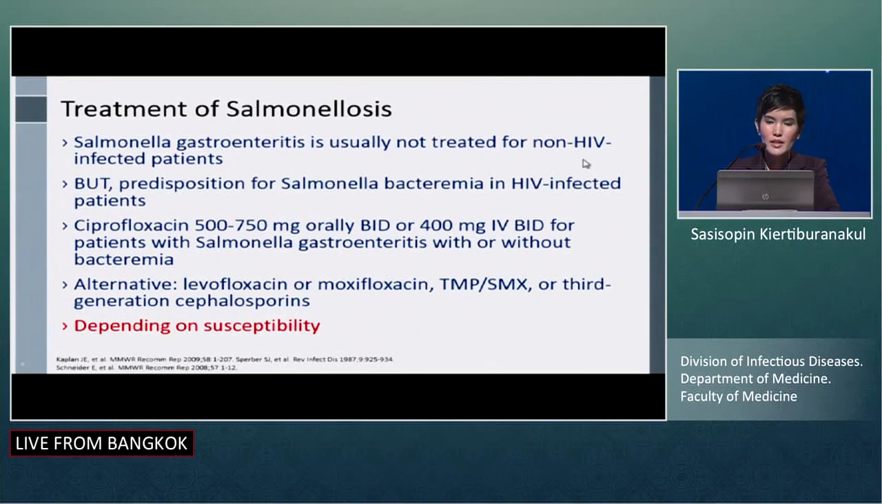For treatment of Salmonella in the general population, if the patient comes with Salmonella gastroenteritis, we do not treat them. But for HIV patients, we normally recommend antibiotics to treat Salmonella. The recommendation from the MMWR guideline is ciprofloxacin for Salmonella gastroenteritis with or without bacteremia. The alternative is levofloxacin or moxifloxacin, followed by cotrimoxazole. But anyway, for drug recommendation, you need to check the susceptibility in your country and your hospital, because it varies from hospital to hospital.